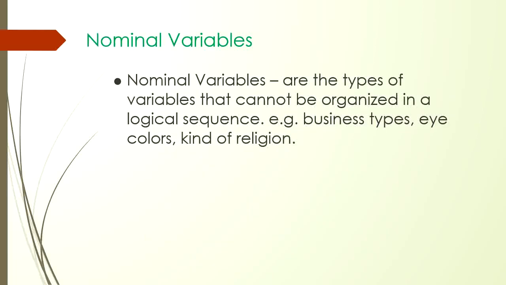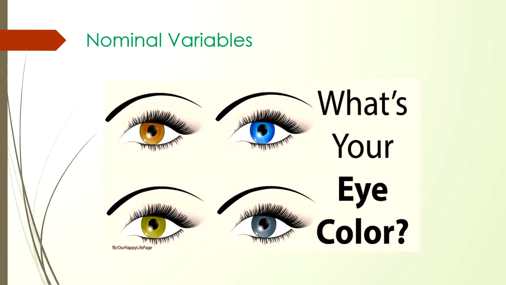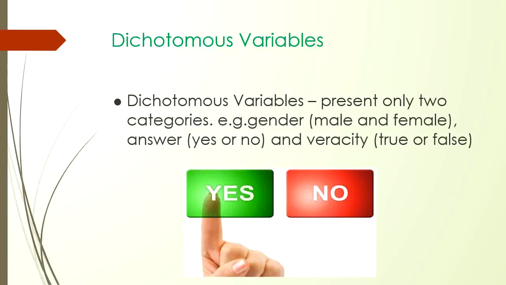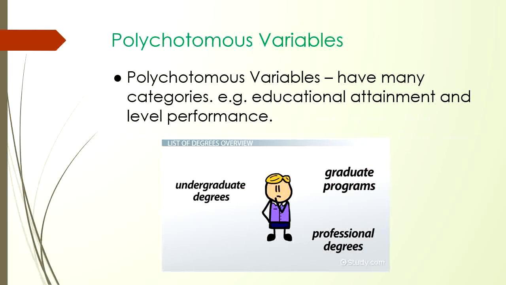Nominal variables are the types of variables that cannot be organized in a logical sequence. Example, business types, eye colors, kind of religion. Can you tell your eye color? Dichotomous variables present only 2 categories. Example, gender, male and female, answer, yes or no, and veracity, true or false. Polychotomous variables have many categories. Example, educational attainment and level of performance.